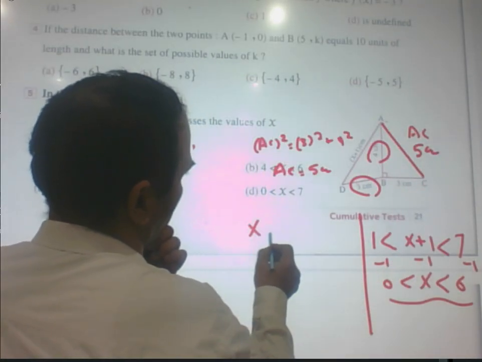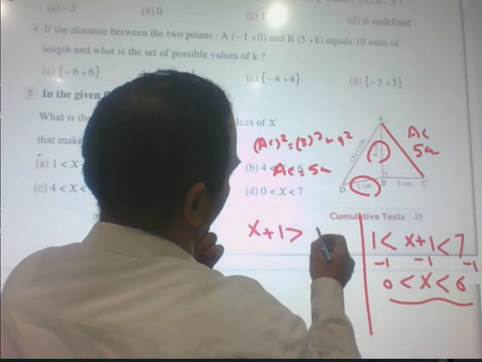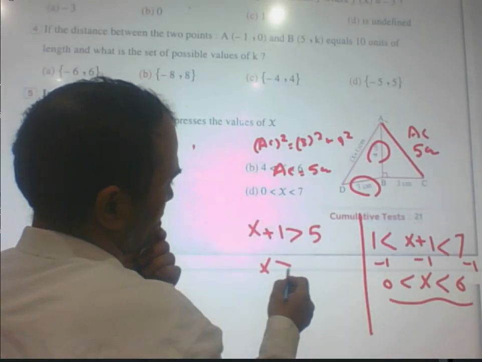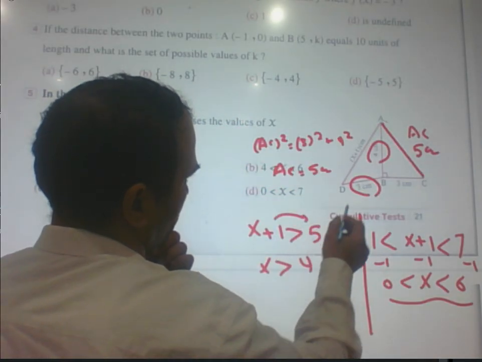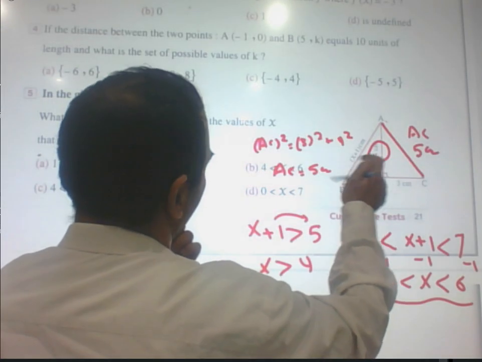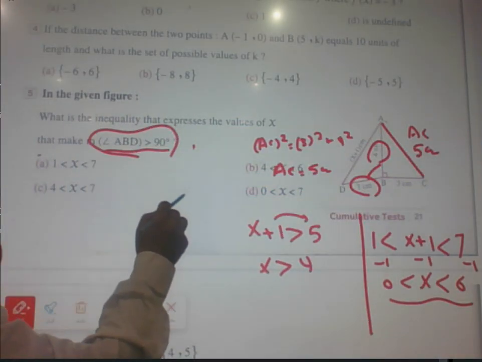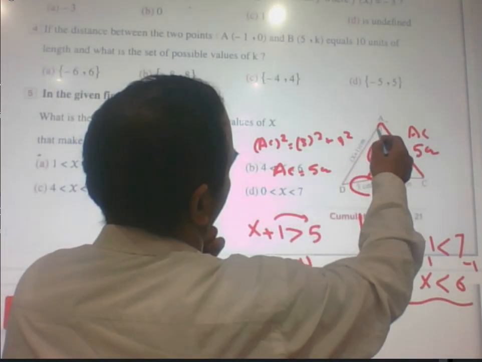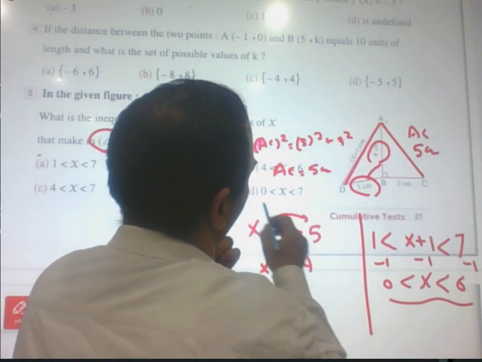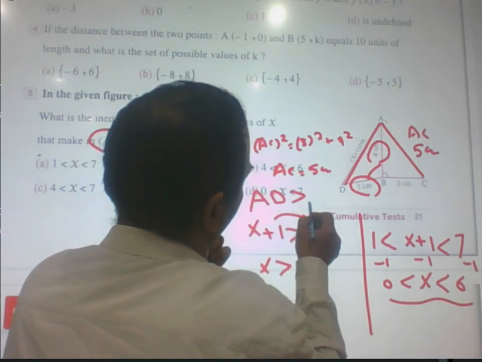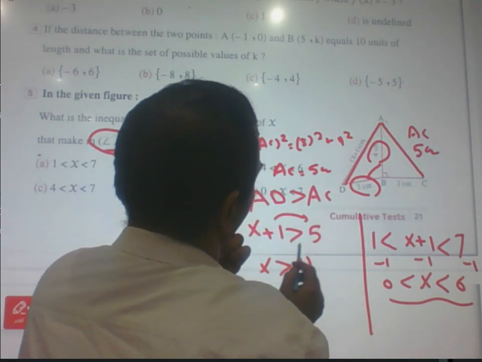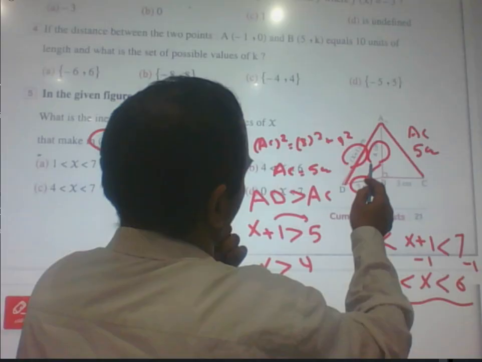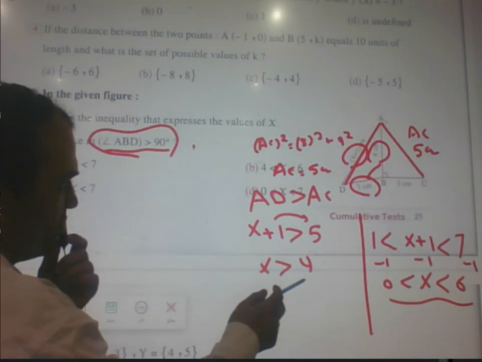We know x plus 1 is greater than 5. Then x is greater than 4 because it's an obtuse angle. It tells me this angle is greater than 90 degrees. Then AD will be greater than EC. AD greater than EC, AD was x plus 1. Then x plus 1 is greater than 5, so x will be greater than 4.